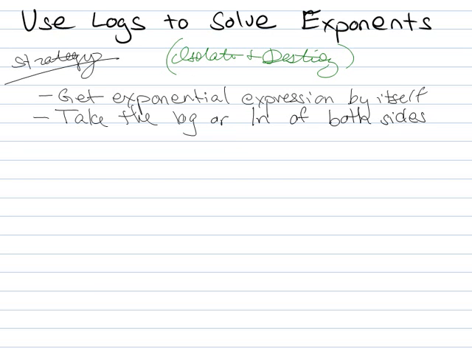And just so you know, your book is going to focus on doing the natural log, so that's what we're going to use most of the time. It doesn't really matter. Just like you can take the square of both sides, take the square root of both sides, add 5 to both sides, or divide both sides by 2, as long as you do the same thing to both sides of the equation, you're pretty much home free. So we're going to take the log of both sides of the equation.